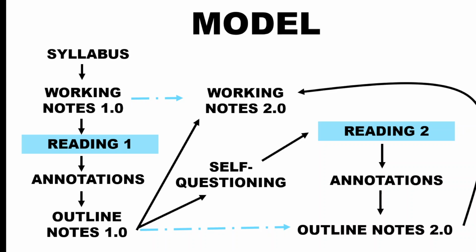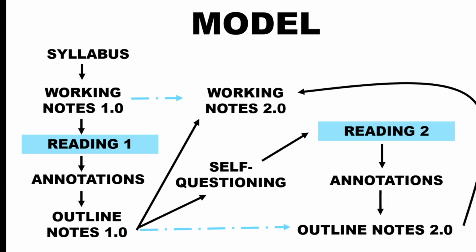You go through the syllabus, you form working notes 1.0. Then you do your reading. After that, you form annotations. Then you form your outline notes. On the basis of your outline notes, you form your working notes. Then, on questioning your outline notes, you go and do reading again. And then you form annotations. Then you form working notes 2.0. You can again form working notes from your outline notes 2.0.